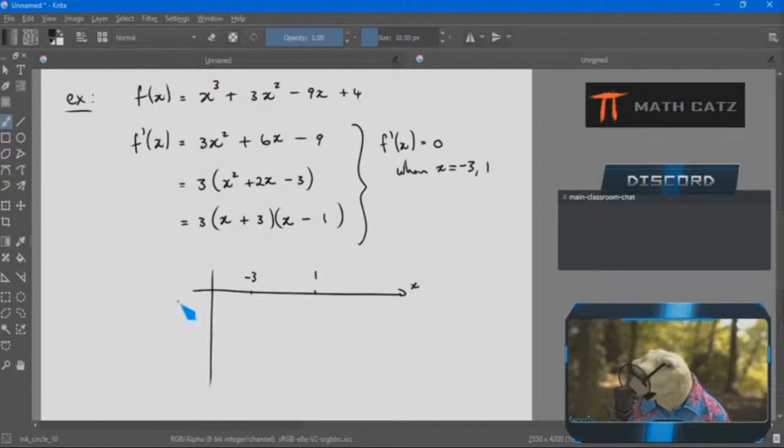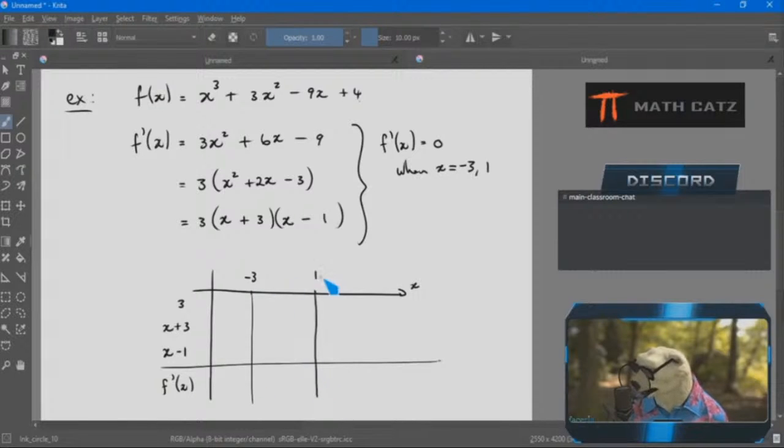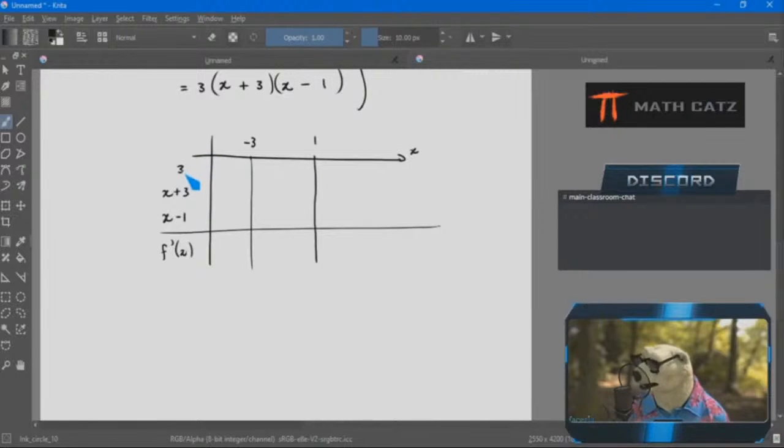Then on the left, I'm going to list every factor that I see in my derivative, whether they're crucial or not. Get into the habit of listing everything. Now these numbers, -3 and 1, split up my x values into 3 separate intervals. 3 is always going to be positive, so it doesn't really do much, but it is contributing something. I don't want to leave it out. Sometimes it really matters. X plus 3 is going to be 0 when x is -3.